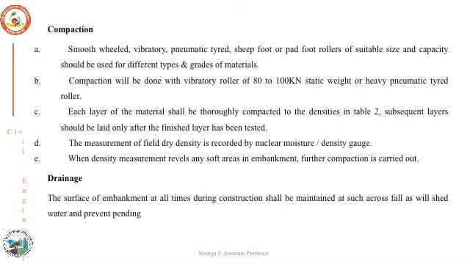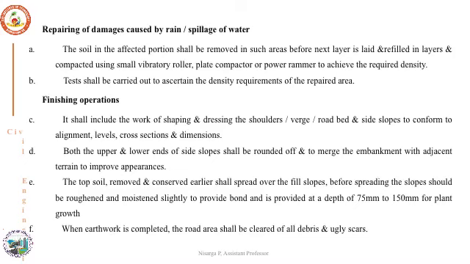So once the first layer has been compacted, the field density test has to be done, and we have to check the relative density. If the obtained relative density is not in accordance with the table which we mentioned earlier, then further compaction has to be done before laying the next layer. After the compaction is done, the subgrade has to be left for 2-3 monsoons so that any consolidation that will occur can take place.